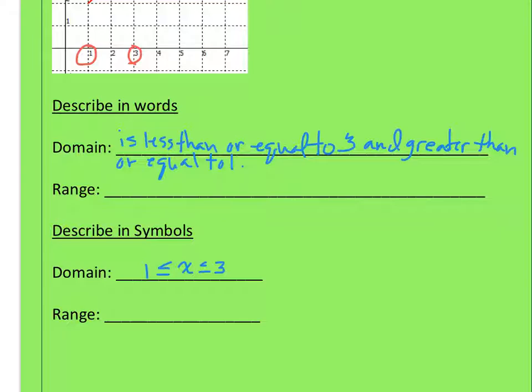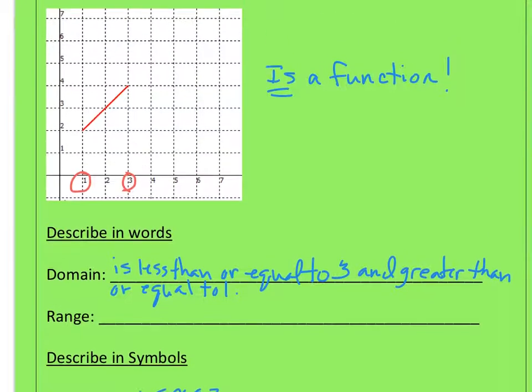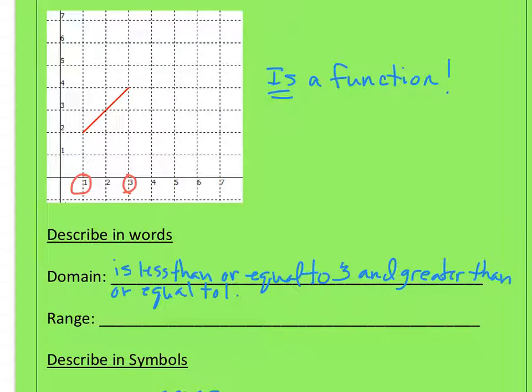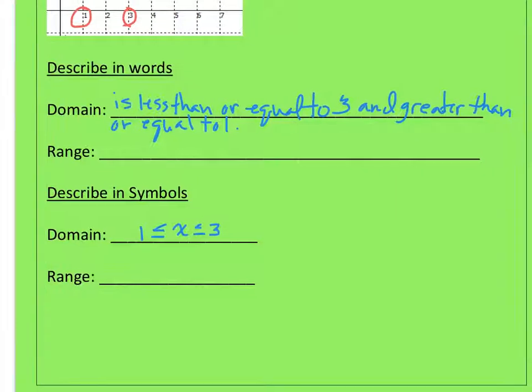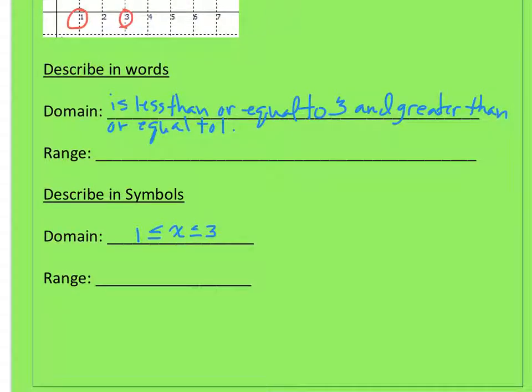Let's look at the range first before we look at the words and the symbols. Our range is going to go to the y-axis. So our range here, the lowest part of our graph goes to a range of 2, and the highest part of our graph goes to 4. So our range is going from 2 to 4. Again, we can express that as a compound inequality. We're going to use y this time. So y is less than or equal to 4 and greater than or equal to 2.